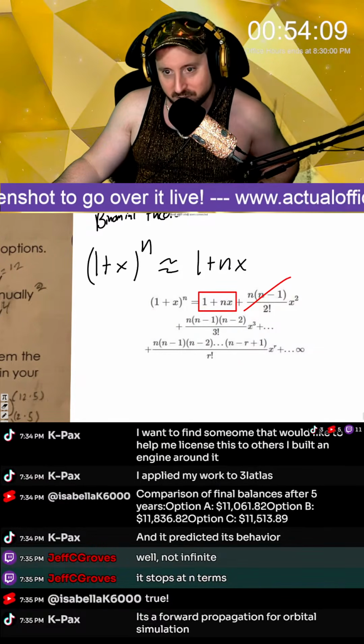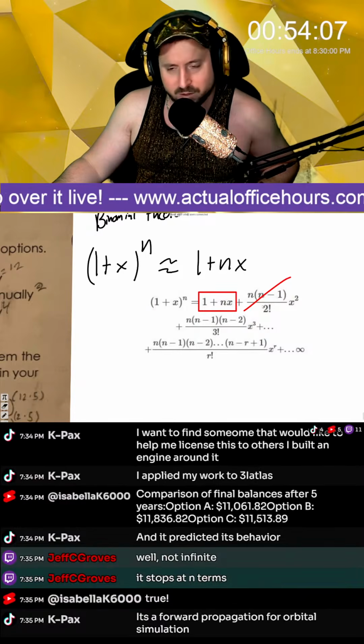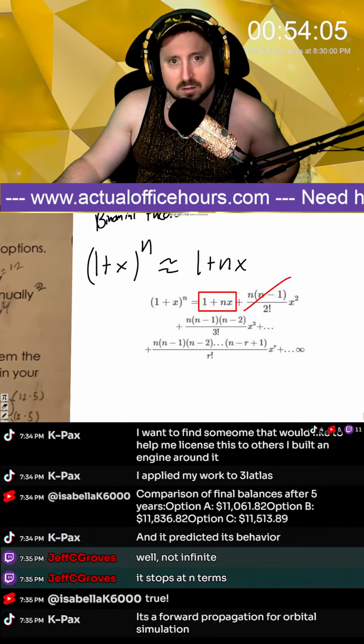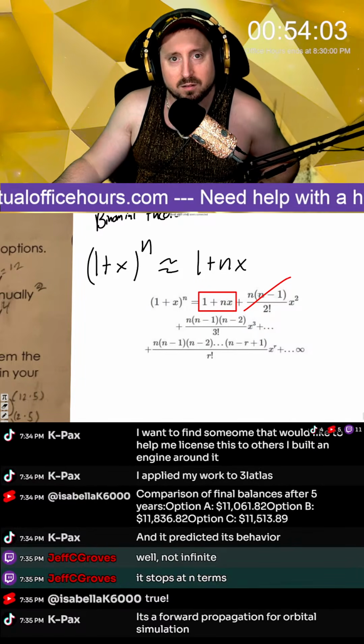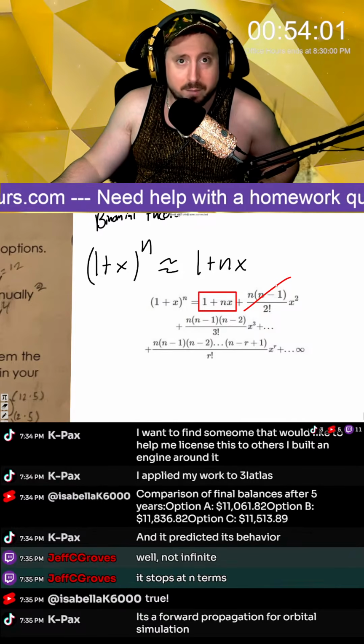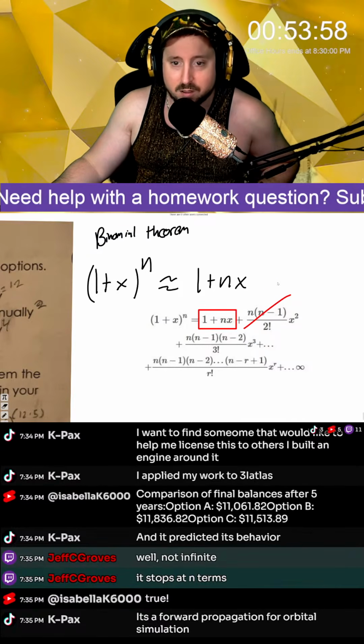It stops at n terms. What do you mean it stops at? Oh, okay. Okay, K-Pax, I'll take a look at it. Yeah.